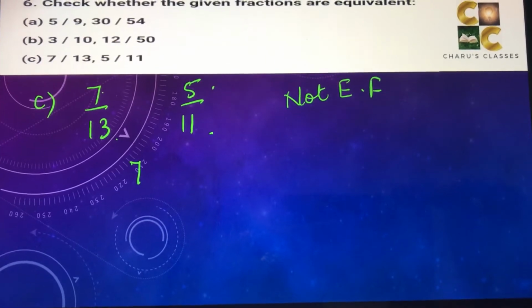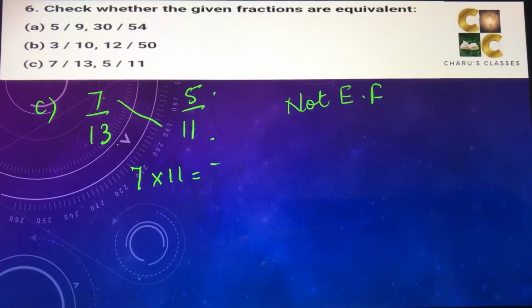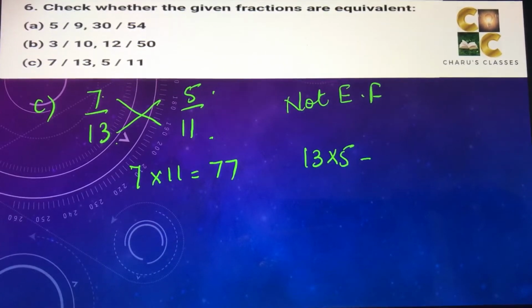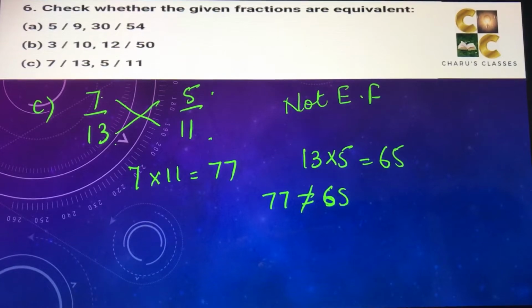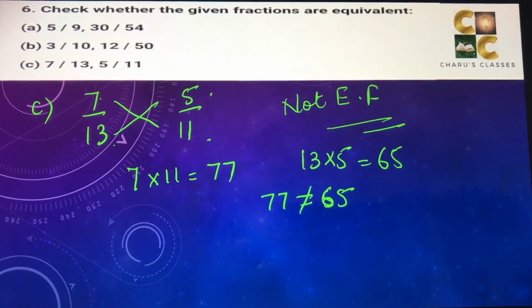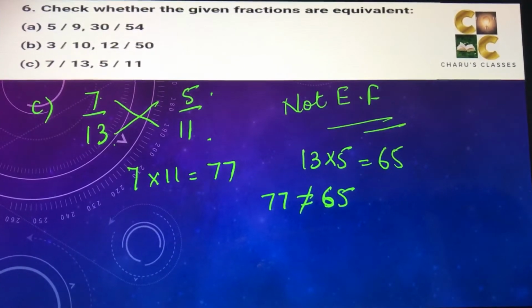And another way is you cross multiply 7 into 11, that is 77, and your 13 into 5, that is 65. So this is not coming equal. So again, these are not equivalent fractions.